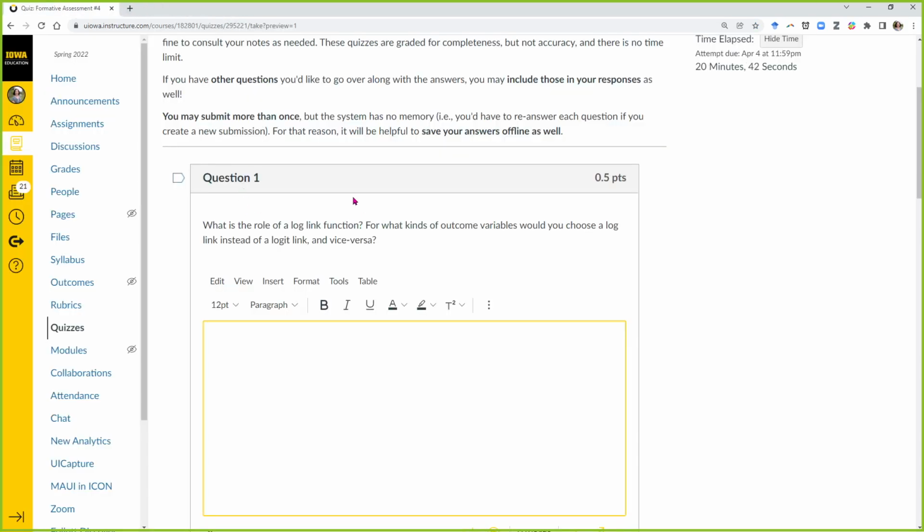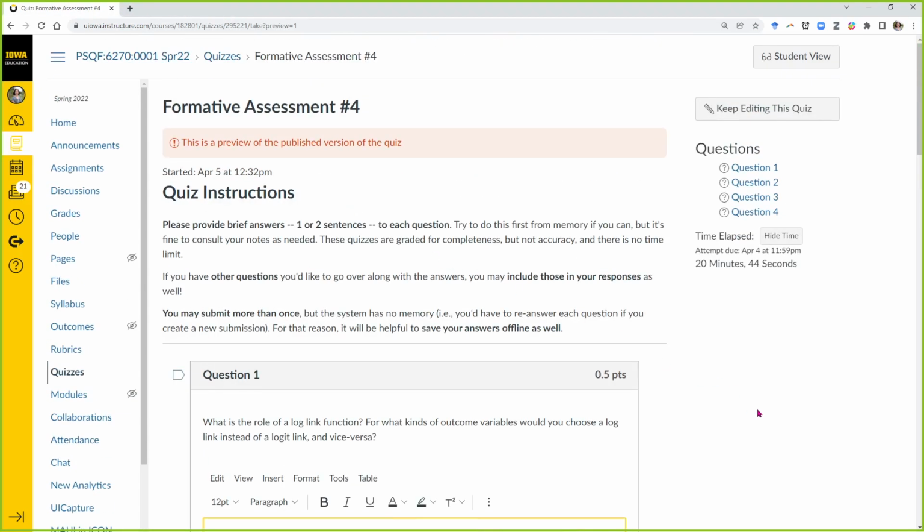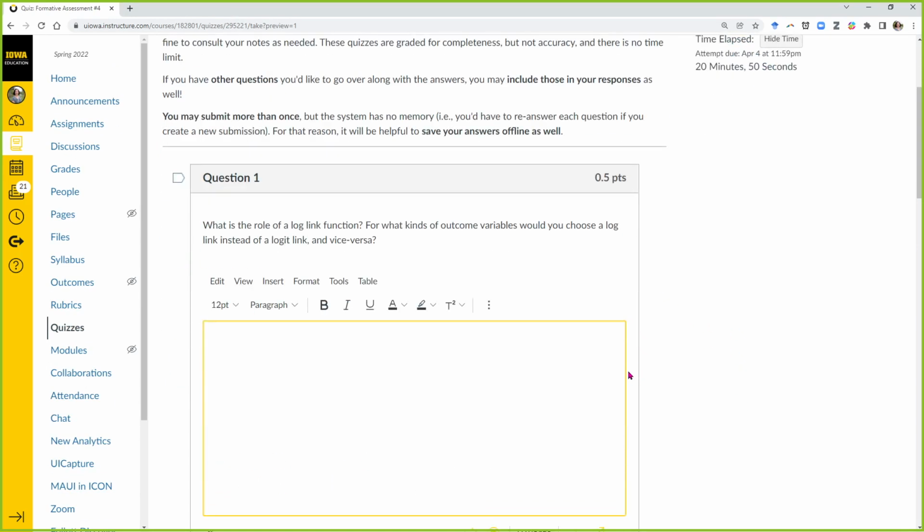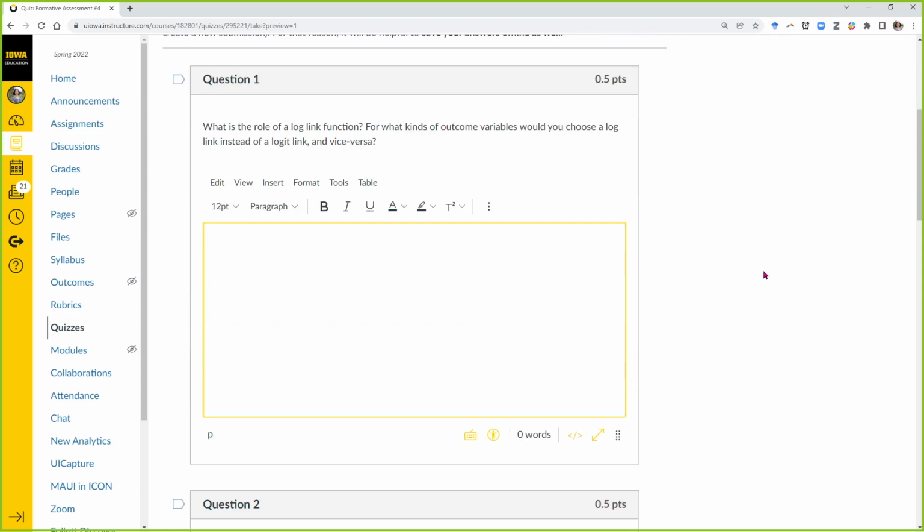Okay. Now we have formative assessment number 4 to go over. Are we ready to talk about this? All right. So I read everyone's answers this morning, and I feel like for the most part this went pretty well. I do see a couple of opportunities for clarification. So what is the role of a log link, and what kinds of outcomes would you choose a log link instead of a logit? So who wants to be brave and tell us what you wrote down?